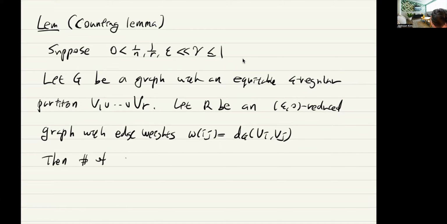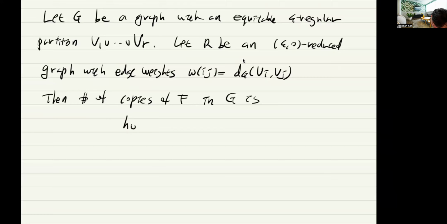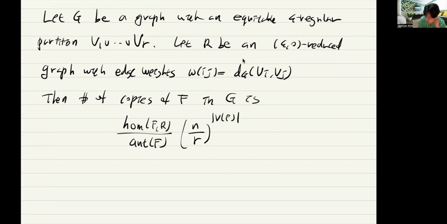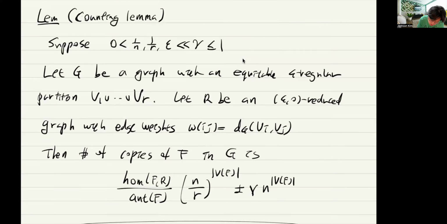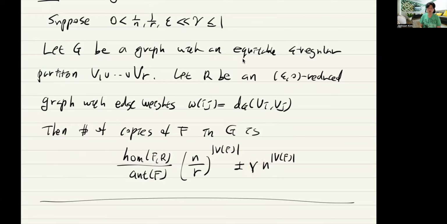Then the number of copies of F in G can be approximated by the homomorphism number of F to R divided by the number of automorphisms, times n over R raised to the power of the order of F, plus or minus an error term, gamma times n to the number of vertices in F. So you name the amount of error that you want to allow, and if the other parameters here are sufficiently small, then you can bound it in this way.